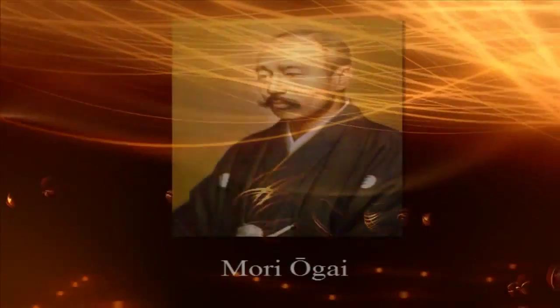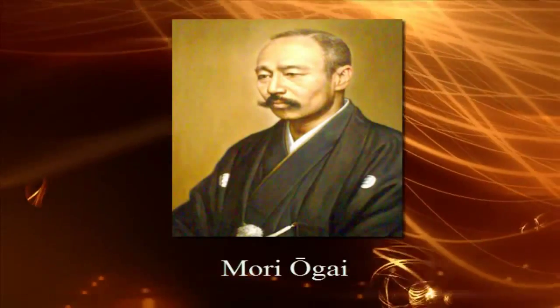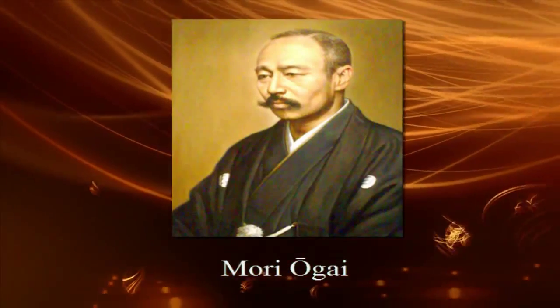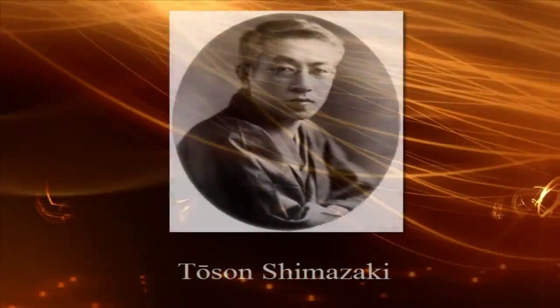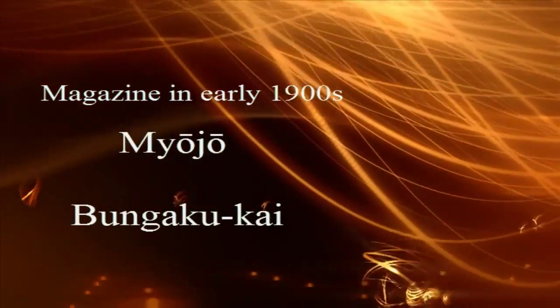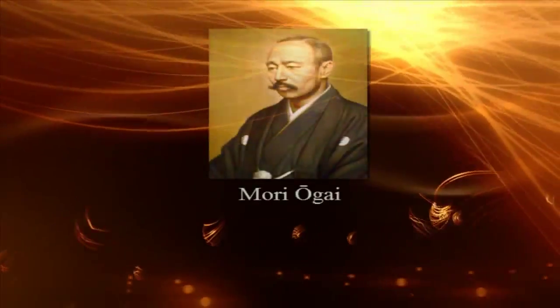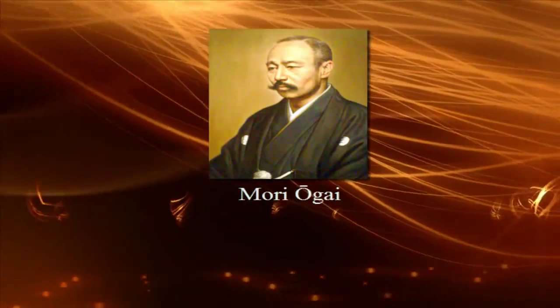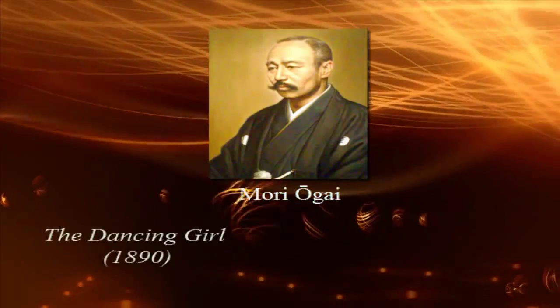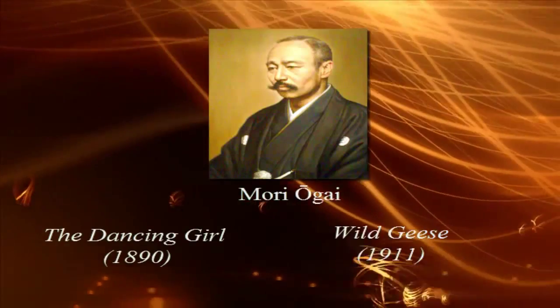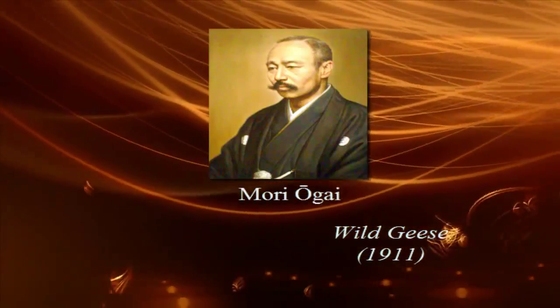Romanticism was brought in by Mori Ogai with his anthology of translated poems, 1889, and carried to its height by Toson Shimazaki and magazines Myojo and Bungakukai in the early 1900s. Mori also wrote some modern novels including The Dancing Girl, 1890, and Wild Geese, 1911, then later wrote historical novels.